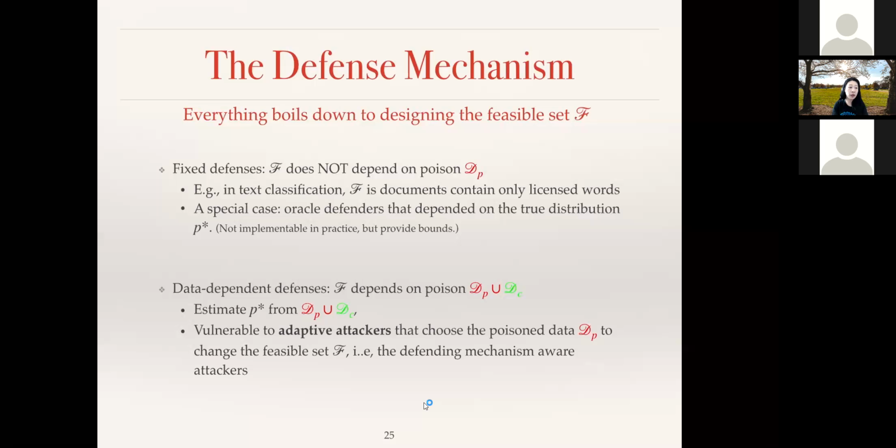So I can only rely on everything I observe. I don't know which ones are poison and which ones are clean. But nonetheless, I'm going to use my training data, poison training data I would say, to design my F. So what this is doing, usually, would involve estimating P hat, the underlying ground truth data distribution from the union of the poison and the clean data.